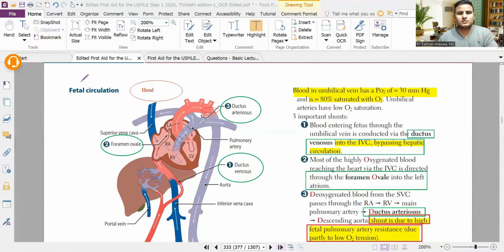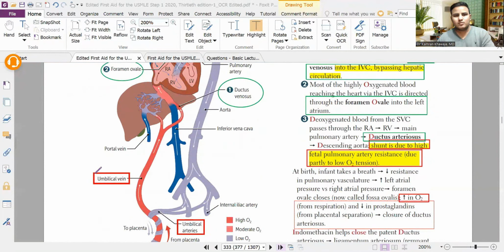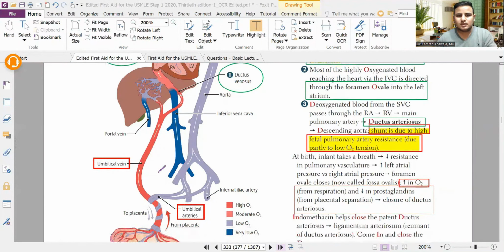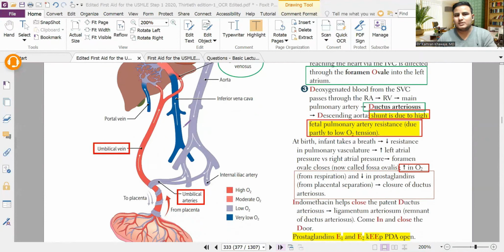Okay, so we discussed that there are two most important things. One is that the umbilical vein has well oxygenated blood, and the artery is having deoxygenated or less oxygenated blood. Okay, this is the difference between the adult and the fetal circulation.